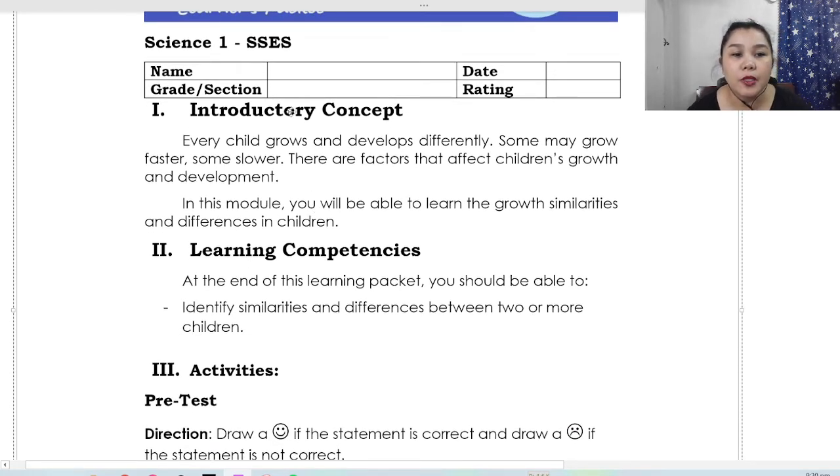Introductory concept. Every child grows and develops differently. Some may grow faster, some slower. There are factors that affect children's growth and development. In this module, you will be able to learn the growth similarities and differences in children. So for our week's topic, at the end of this learning packet, you should be able to identify similarities and differences between two or more children.